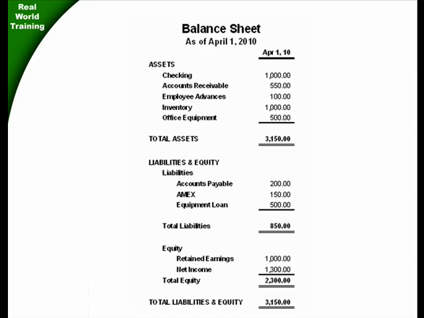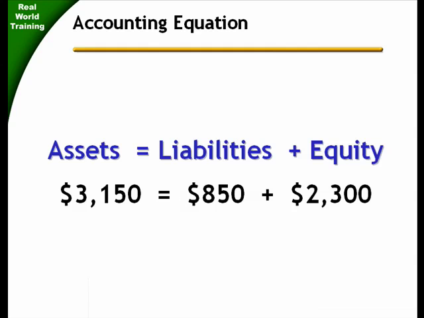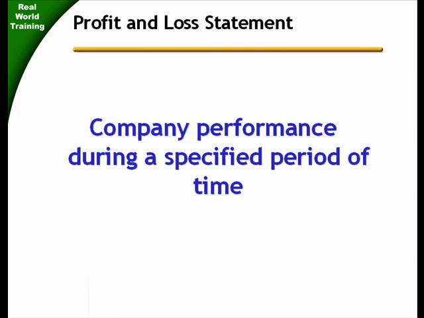Let's look at this equation on the balance sheet. What you own, total assets of $3,150, equals what you owe, liabilities of $850, plus what's left for the owners, equity of $2,300. Look at your company's balance sheet, and you'll find the exact same equation, with different numbers.